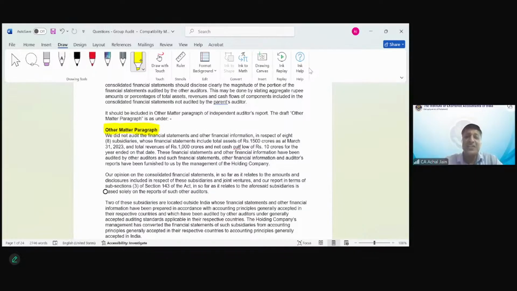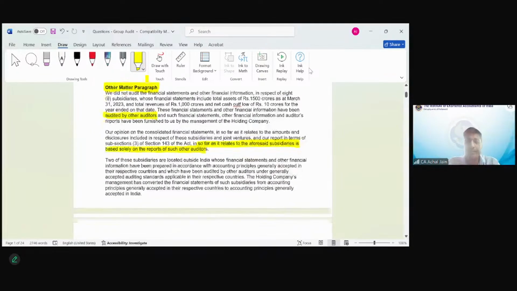"These financial statements and other financial information have been audited by other auditors." So first of all, he is including the financial information. Then he is saying these are audited by other auditors. "Our opinion on CFS insofar as it relates to the amounts and disclosures in respect of these subsidiaries, joint ventures, and our report insofar as it related to aforesaid subsidiaries is based solely on the report of such auditors." So he's saying that I am just simply relying on those auditors.